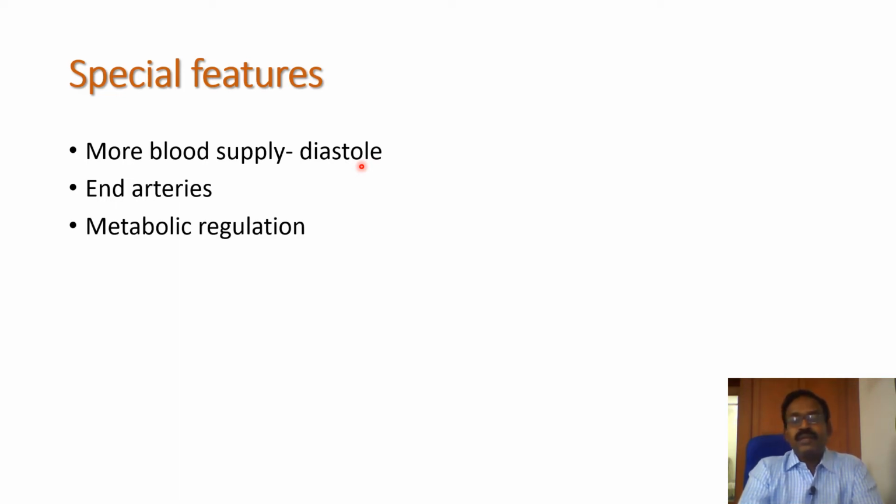and metabolic regulation is very well developed in the coronary arteries. It can meet the demand of the activities. During exercise and other activities the heart needs more oxygen. At that time the coronary blood supply increases 4 to 5 times to meet the demand for oxygen.